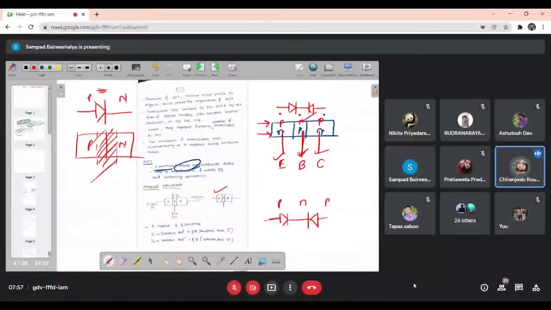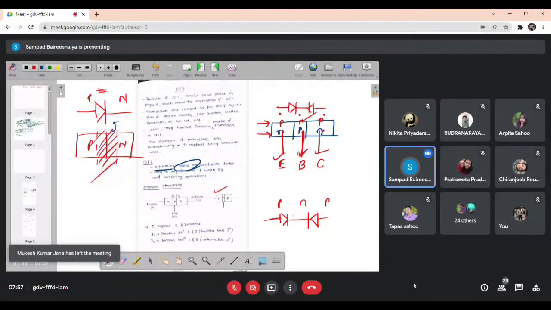Yes, sir. In the same manner, tell me in a PNP transistor, how many junctions you will get? Two, because in a PN diode you have one diode, so one junction. Here you have two diodes, so you will get two junctions. That's why you have mentioned over here: junction one and junction two.